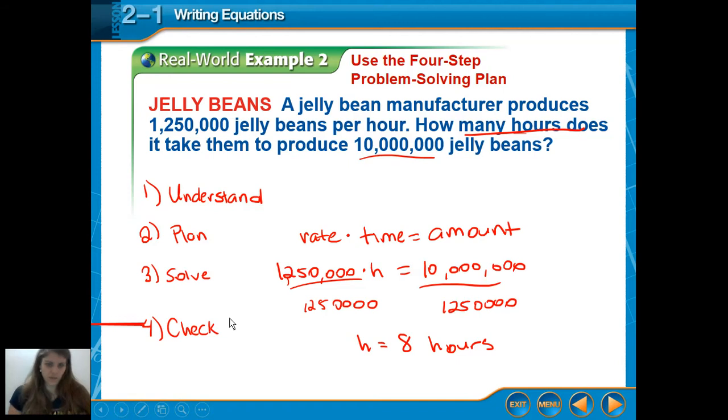So go back to your problem and make sure it makes sense. Does it make sense that if they're making this many jelly beans every hour, that in 8 hours they'll make this many jelly beans? So if we did 8 times this, do we get this? We do. So this question works.